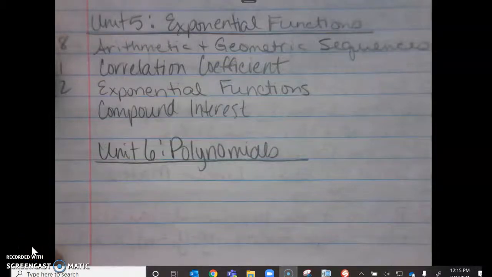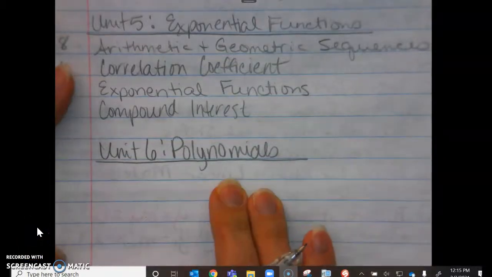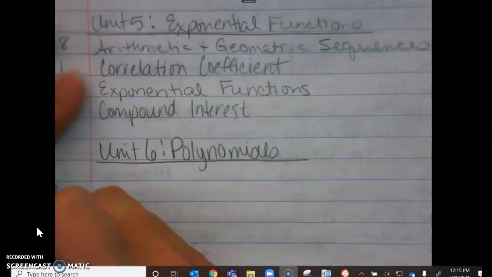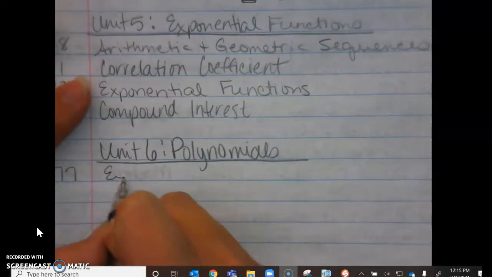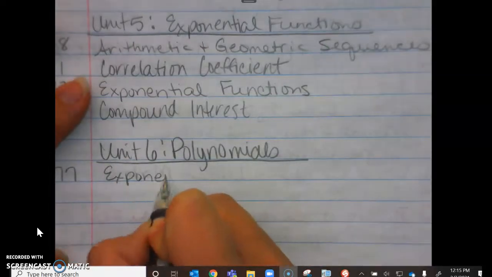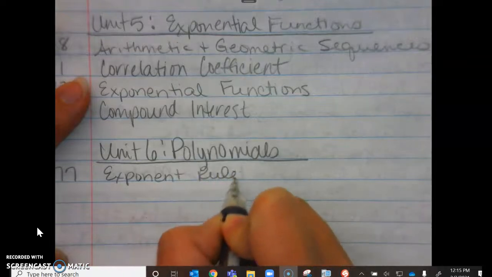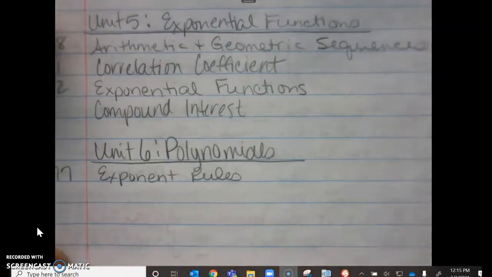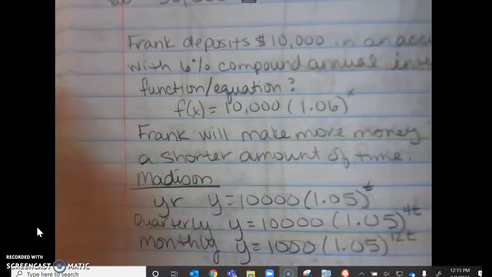Today we're going to take some notes on the start of our next unit, which is going to be over polynomials. And we are going to talk specifically about exponent rules today. So make sure you add that to your table of contents, and we will go ahead and start.